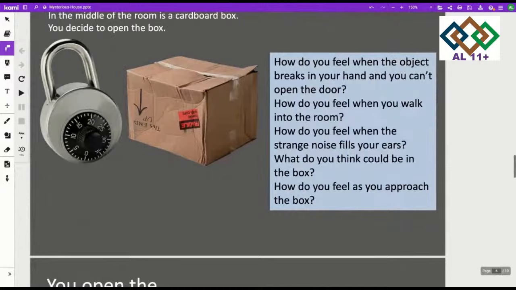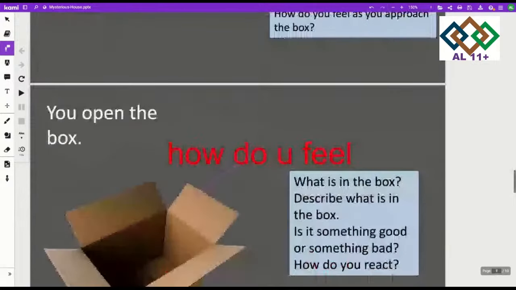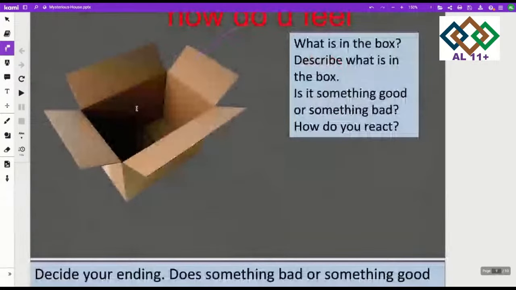It broke, and then you found a box. The box was absolutely empty. How did you feel when you saw the box?